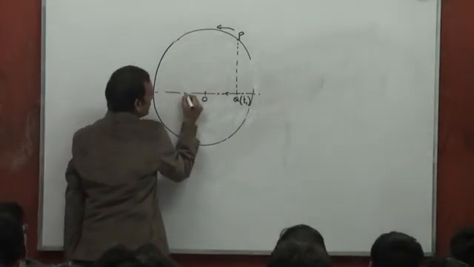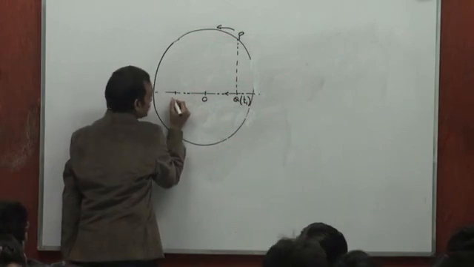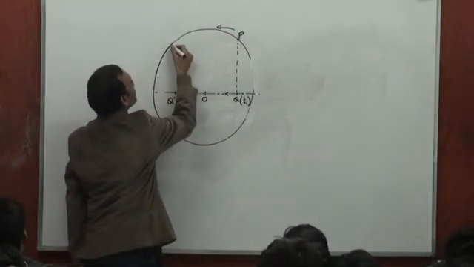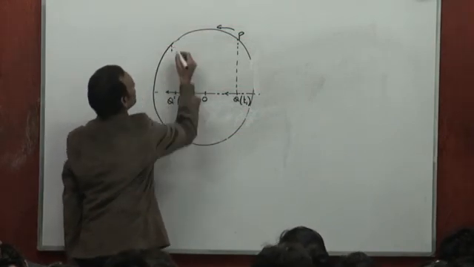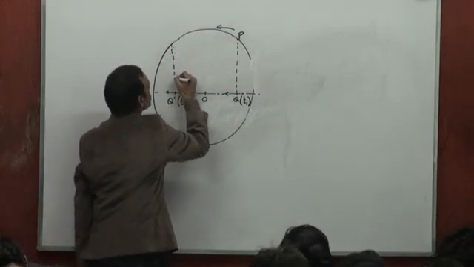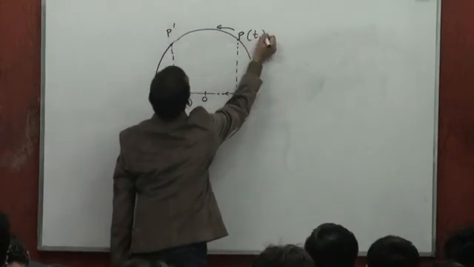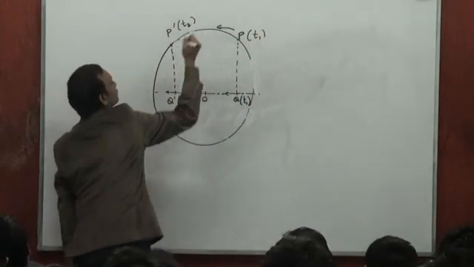At t equal to T2 seconds, Q arrives at Q prime, and it is still moving leftwards, and the corresponding point on the auxiliary circle is P prime. This is at T1, and this is at T2.